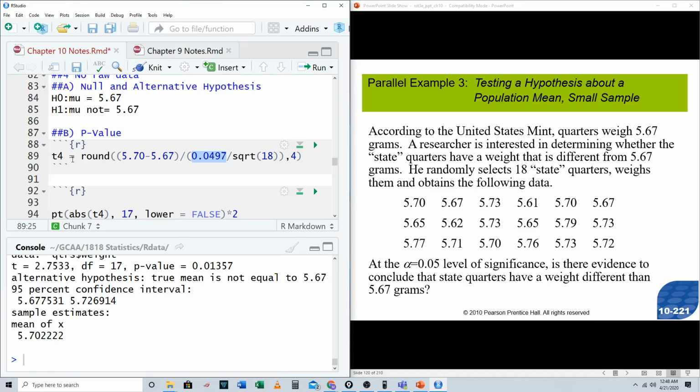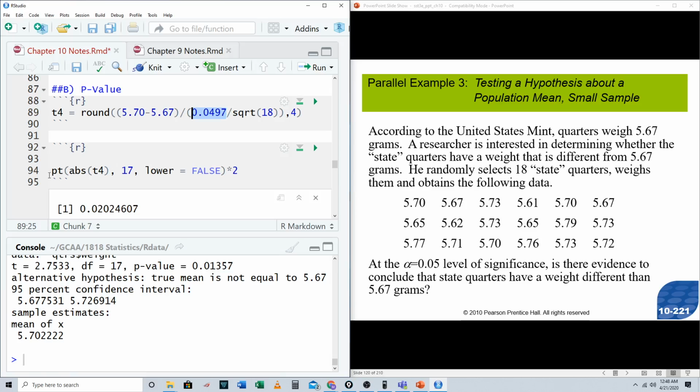Here we have t4, so for the t-distribution t4, we're rounding this to 4 decimal places. So it's basically like finding your z-score. Here's the difference. We're going to find pt, so that's the probability of t, using the absolute value of t4, comma, 17. Now this is your degrees of freedom again. Your degrees of freedom is always 1 less than your sample size. Right? Lower equals false, times 2 for the 2-tail. If it's 1-tail, then we just don't worry about times 2.